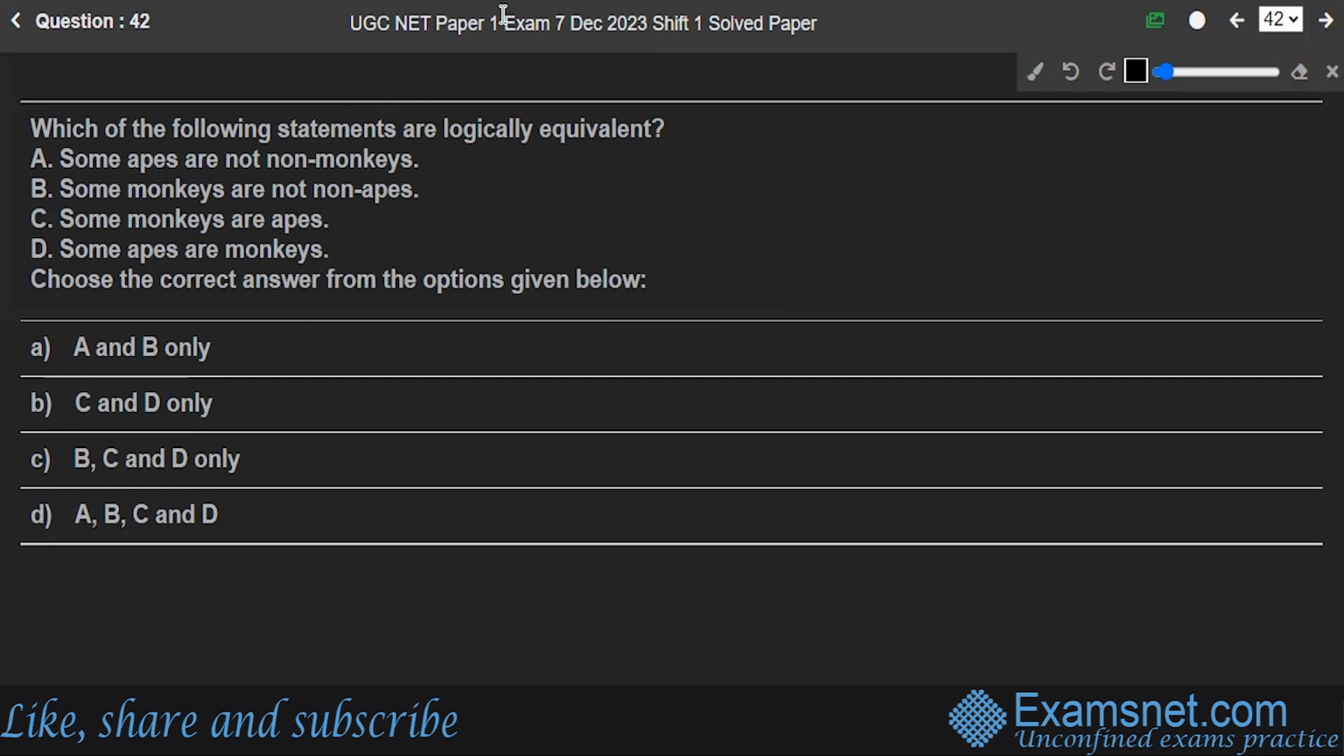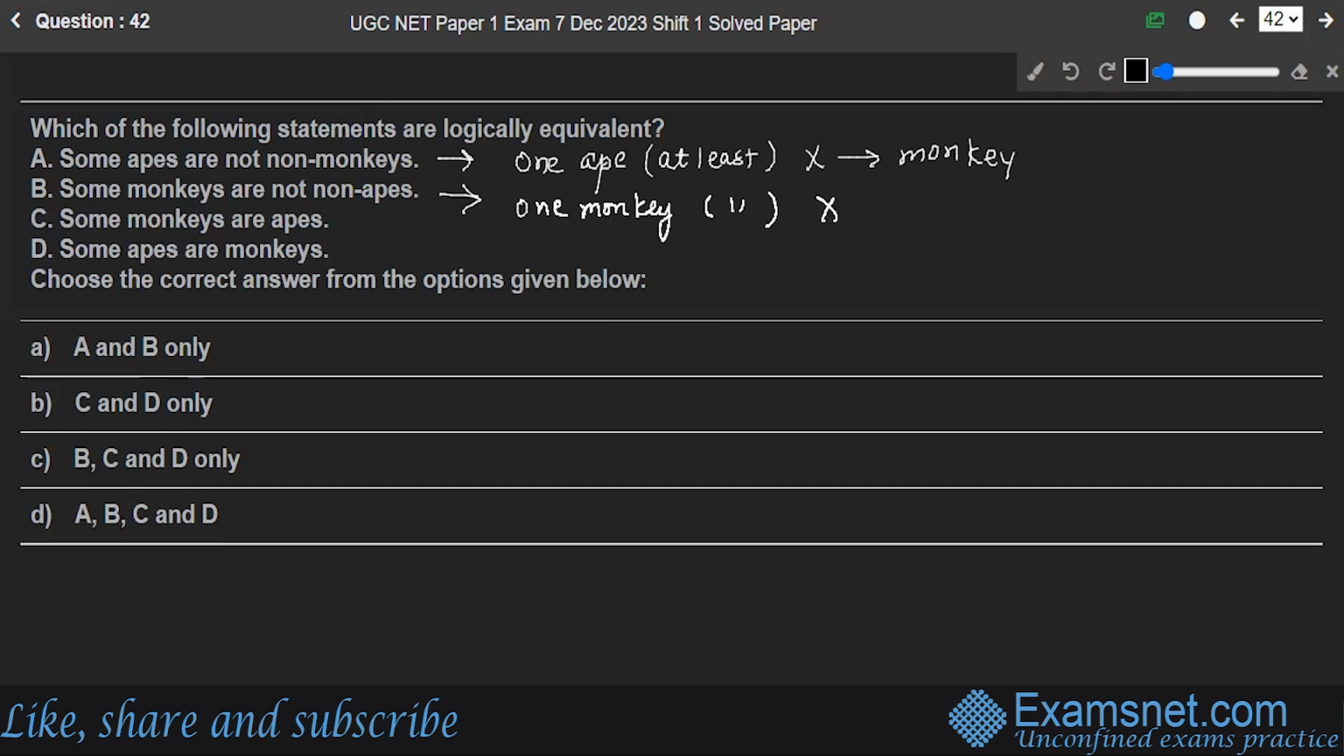Okay. See, you have to see the whole question logically. First one, some apes are not monkeys. This means that at least one ape exists that is not classified as a monkey, right? Then some monkeys are not apes. This means that at least one monkey exists that is not classified as an ape. Some monkeys are apes. This directly claims that some monkeys are apes.